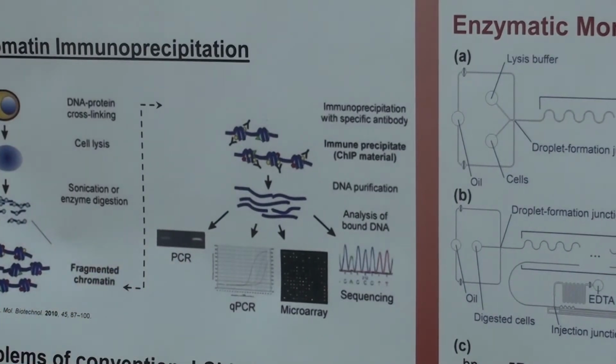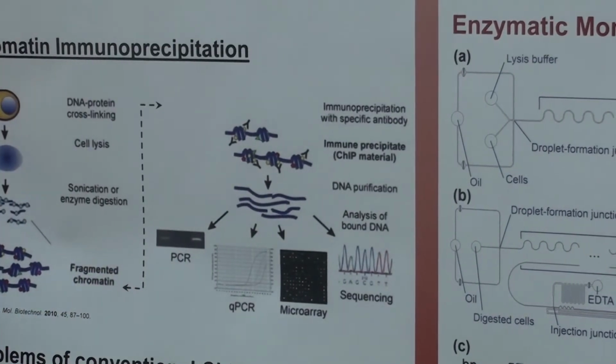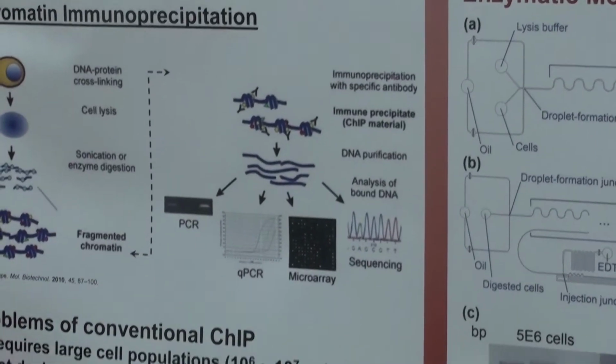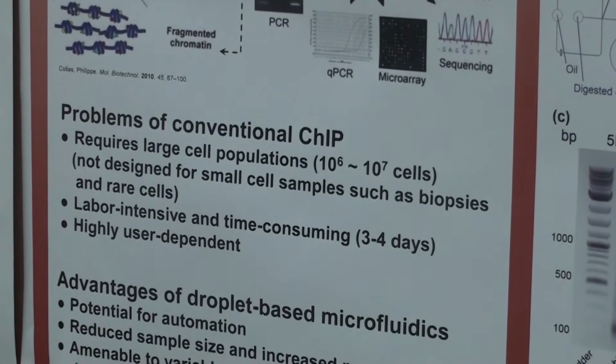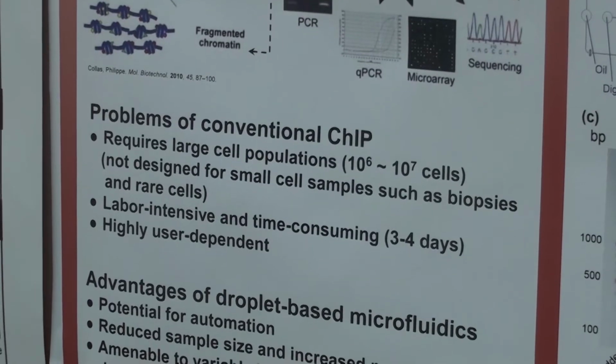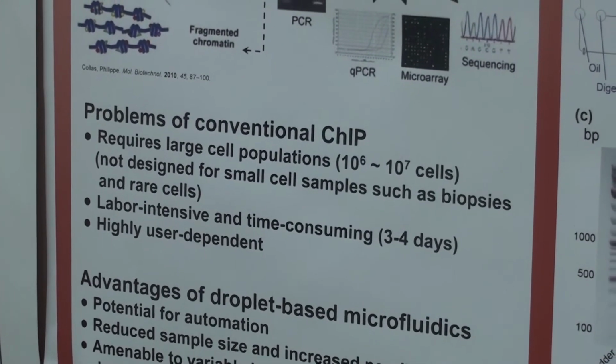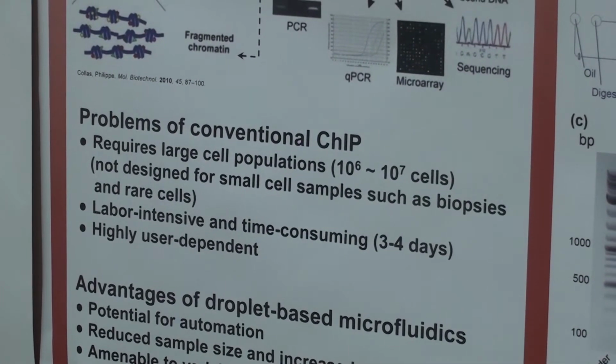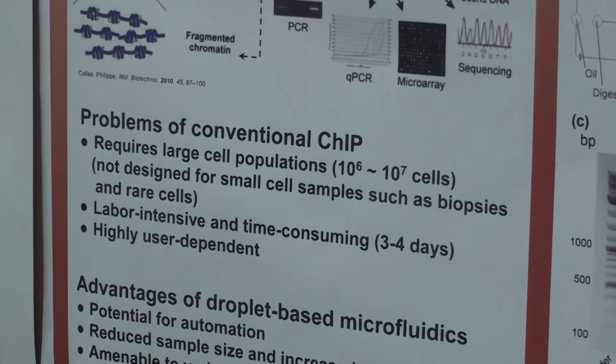The problem with this traditional and widely used technique is that it requires large cell populations as input, which is not good, because nowadays we do a lot of research on cancer cells and those rare cells. Normally there won't be so many of them.